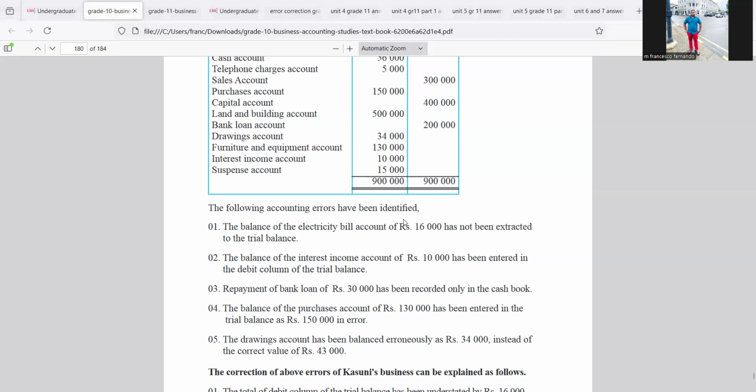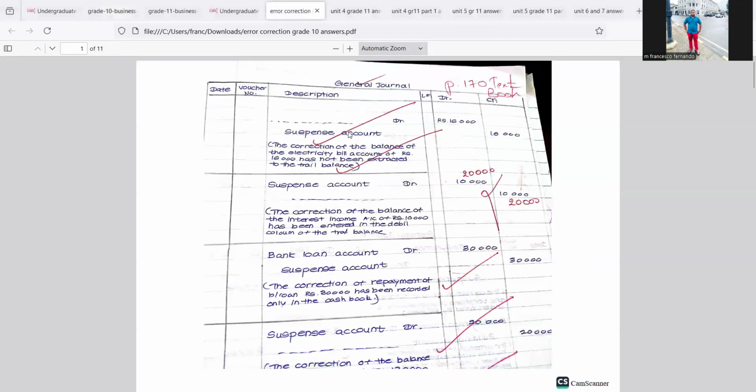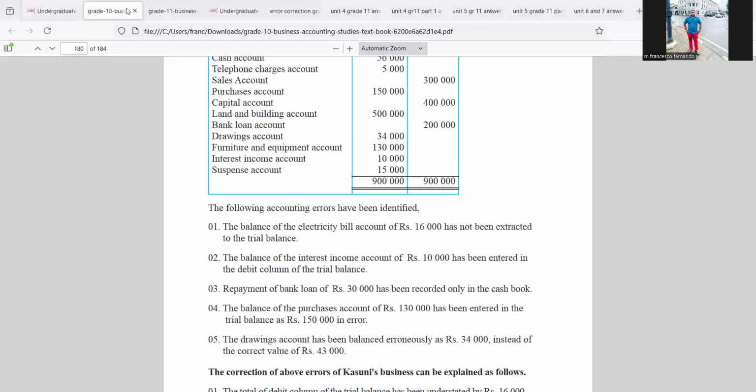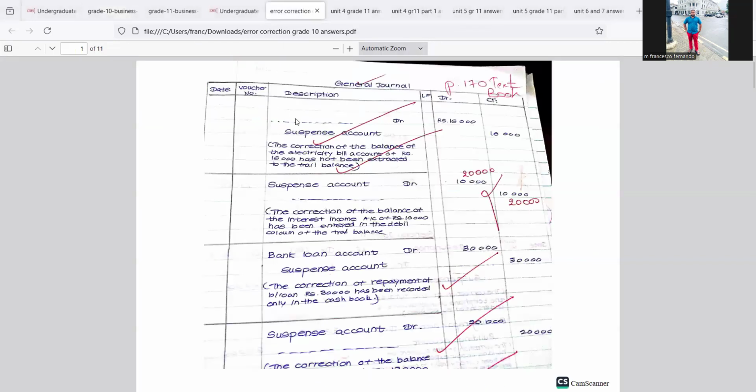This 16,000 is not extracted to the trial balance. So what you have to do now, normally electricity is an expense. Expense balance in the trial balance should be debited. Therefore, trial balance should be debited by 16,000 and suspense account should be credited by 16,000. You know also that trial balance is not an account.